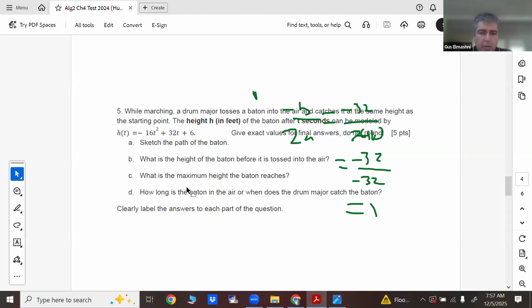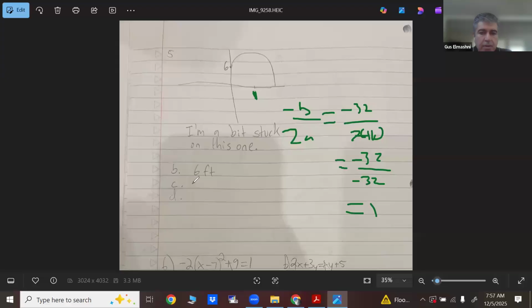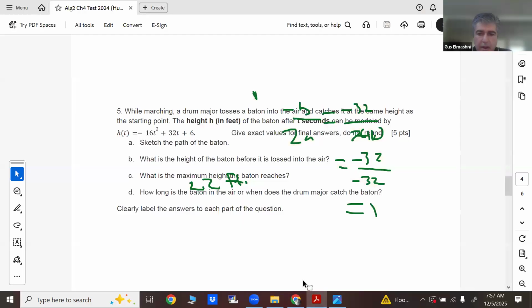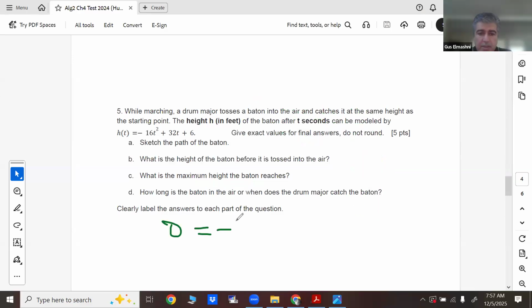So the height before it leaves is definitely 6. The maximum is definitely 22. 22 feet. Don't forget units. And then for D, how long is the balloon in the air? So you got to just set the equation equals 0 and solve for x, right? Or t in this case.